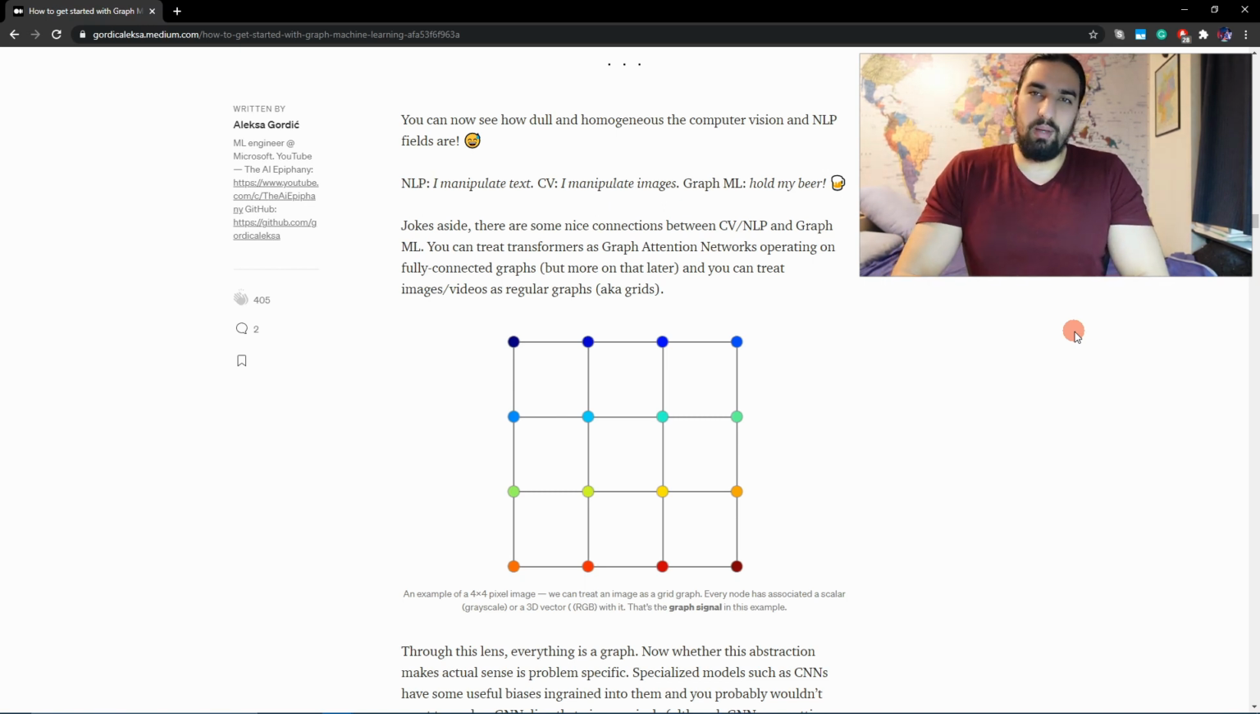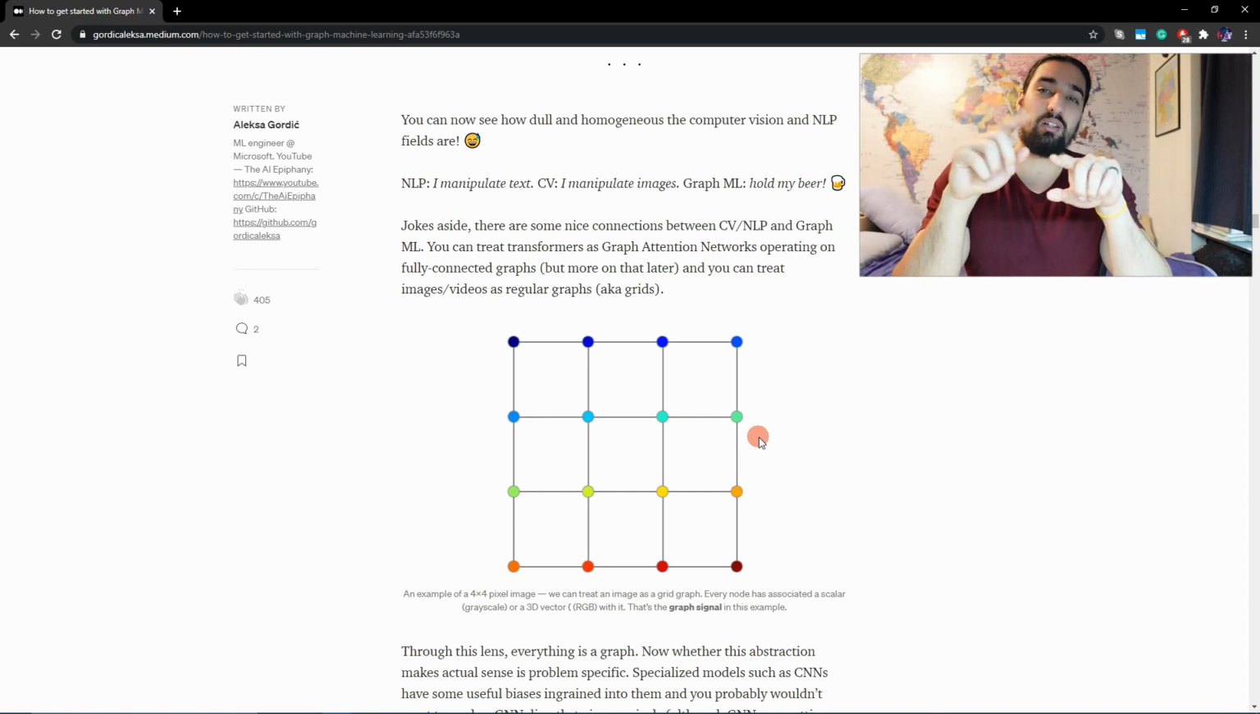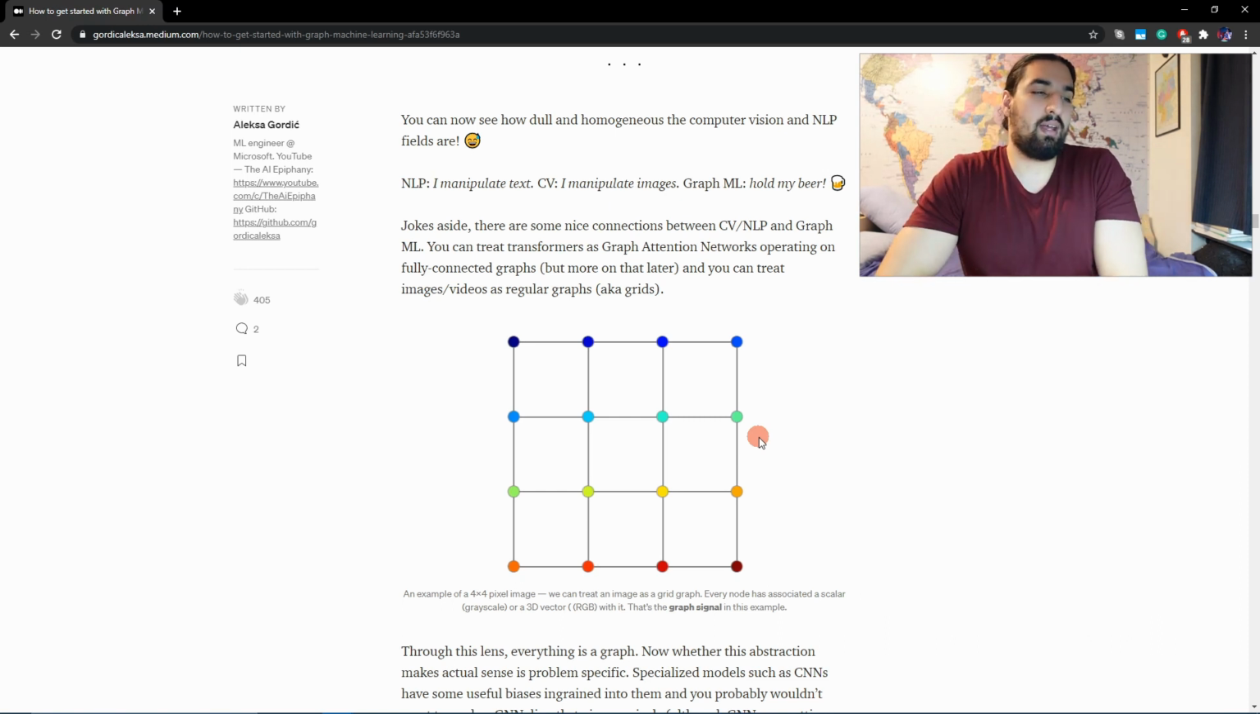So basically, you can treat computer vision, or images and videos in general, as just a special case of a graph, which is highly regular, and we call these grids. You can see here a 4x4 pixel image can be represented as this specific graph, and here we have 4 neighbors. In general, you can have up to 8 neighbors because you have the diagonal pixels as well: the top left, top right, bottom left, bottom right. And that means we can actually deploy graph neural networks to solve computer vision problems.